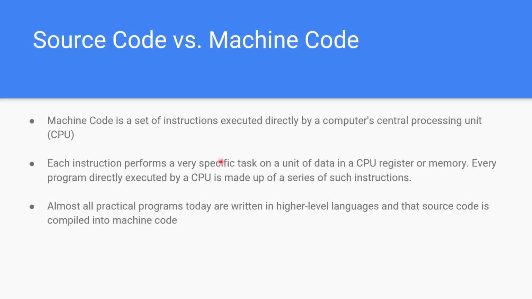So again, machine code is a set of instructions executed directly by the computer's CPU or processor, and individual tasks are run. Almost all practical programs today are written in higher level languages, and that source code is compiled into machine code. That's absolutely true.